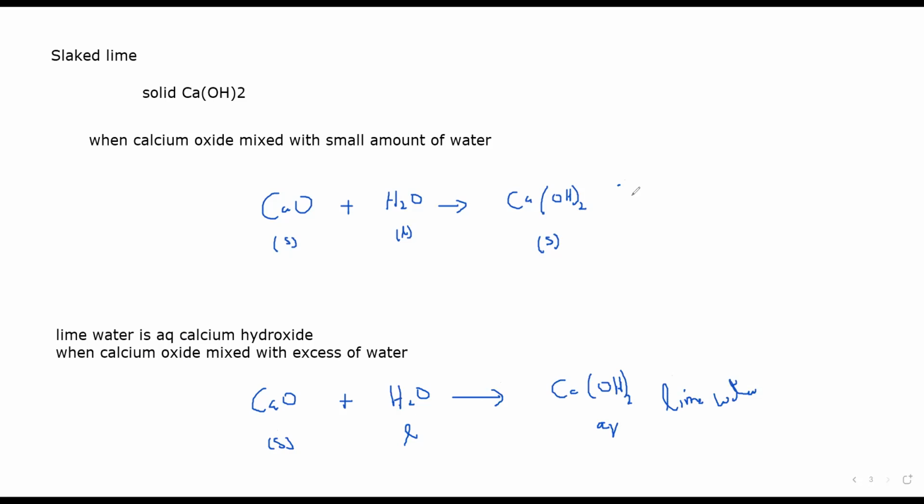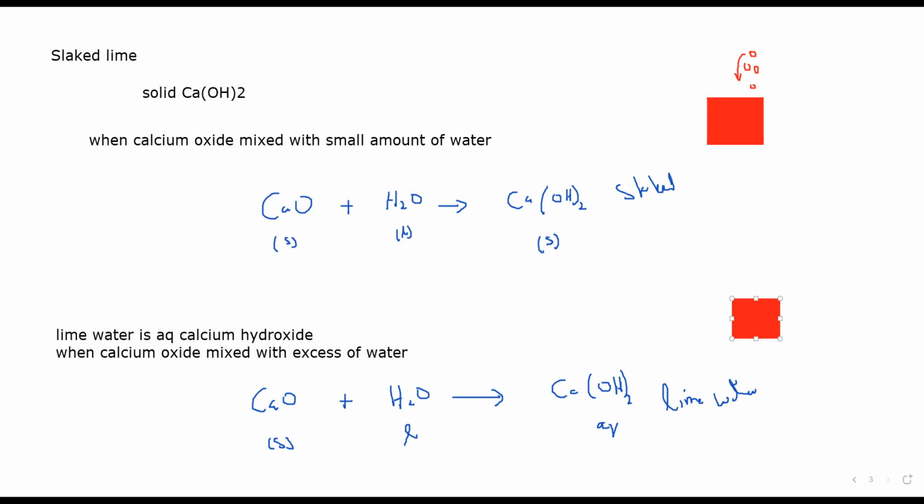And here this is a solid. So what we call slake lime. So, for example, if this was calcium oxide, how is slake lime formed? Like adding drops of water. So when adding drops of water, it will form calcium hydroxide but remain solid. We call it slake lime. But how is calcium oxide converted into aqueous calcium hydroxide?